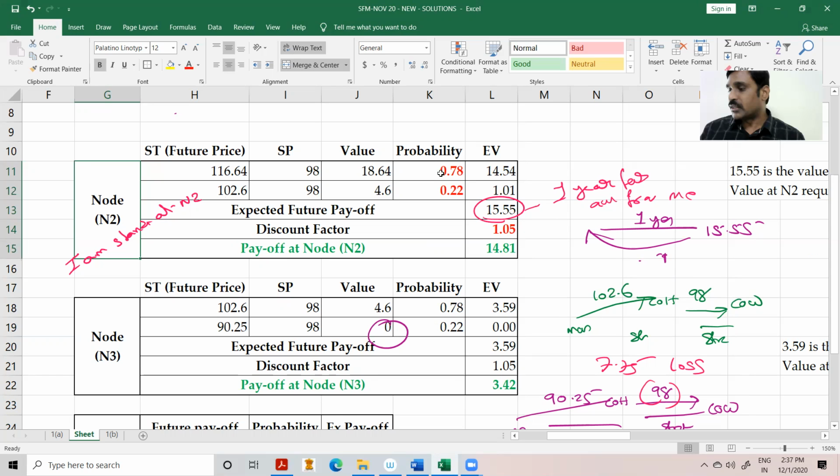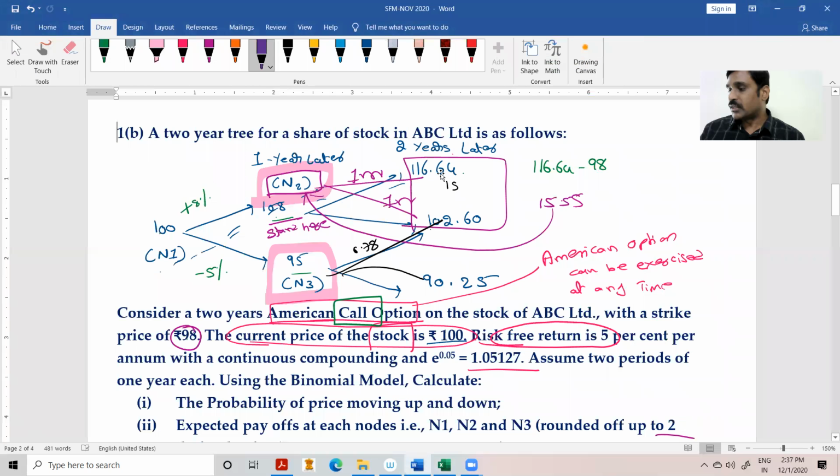Therefore, look at this: where am I standing and where is the object I am seeing located? I am standing at N2, and where is that 14.54 located? The 14.54 is located 1 year far from me. And where is that 1.01 located? 1.01 is also located 1 year far from me. Therefore, both are 1 year far from me, so I need to bring that far away object to my present place. I need to discount it. Be clear where you are standing and where the object you are looking for is located. Based on that, try to avoid those mistakes.